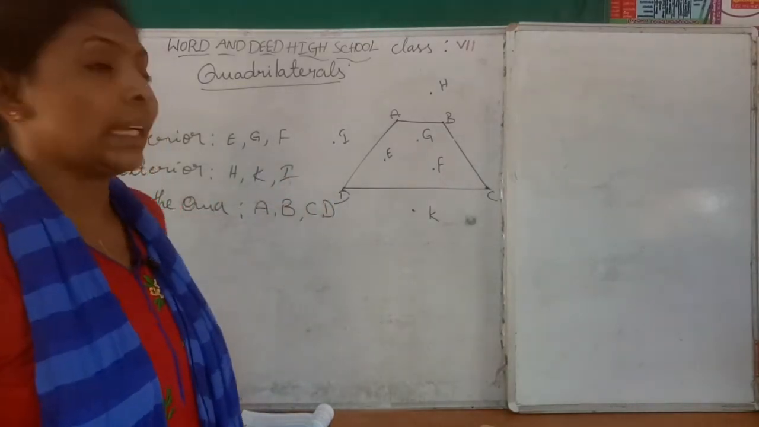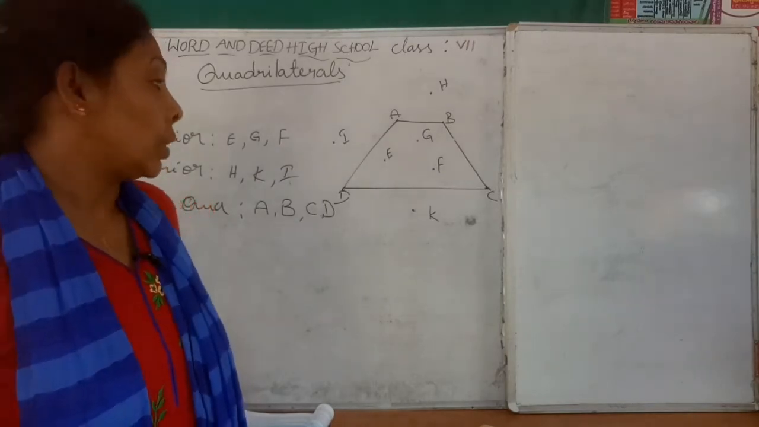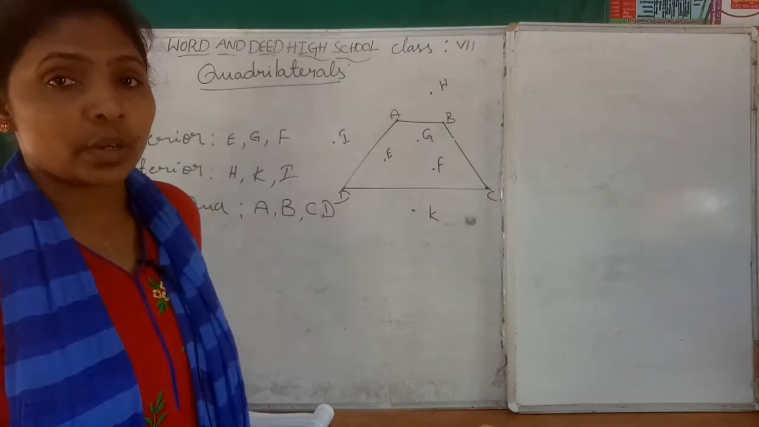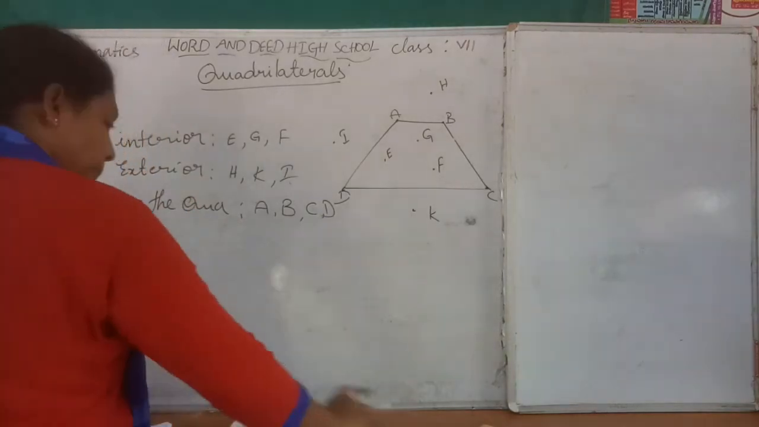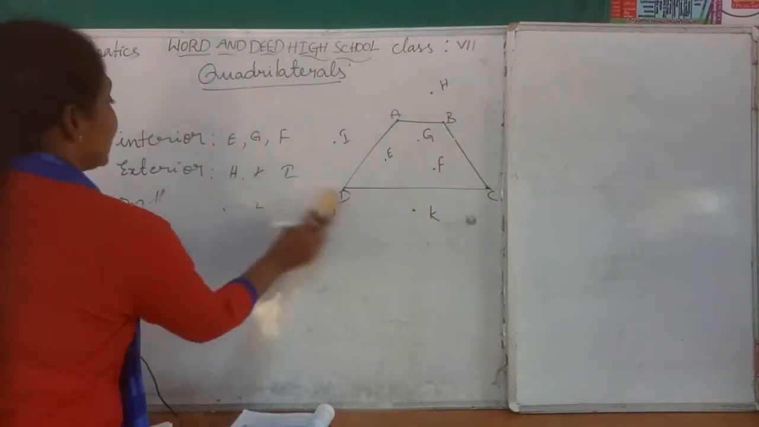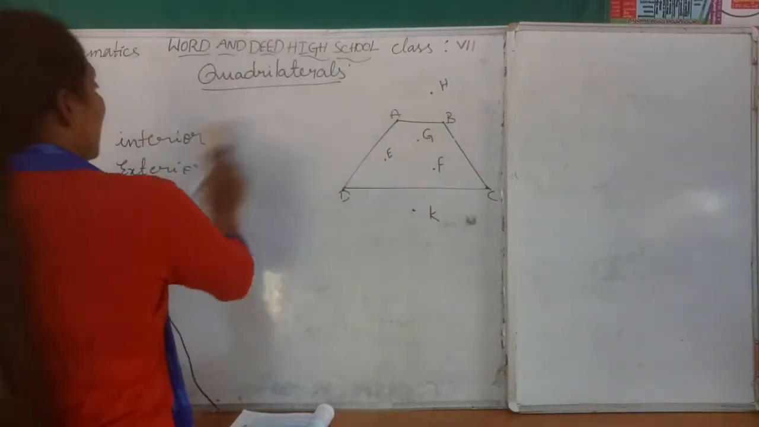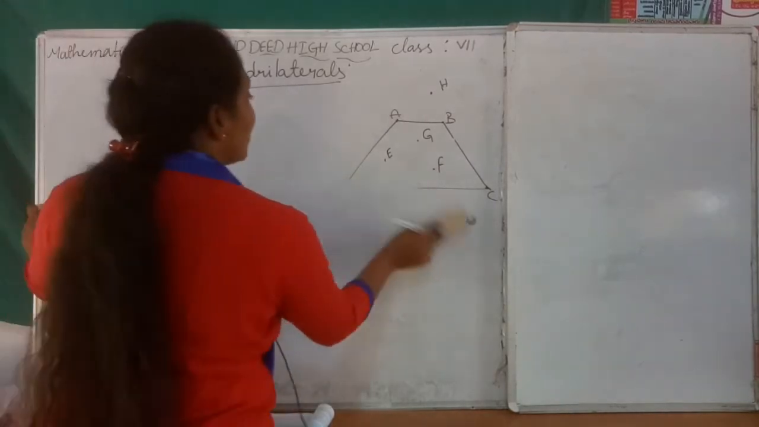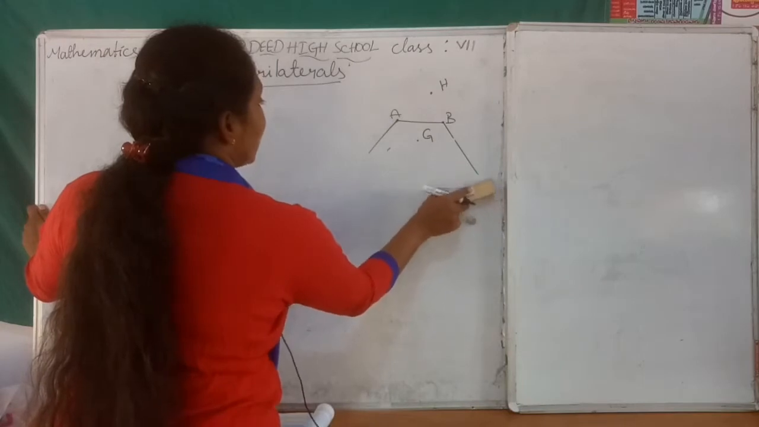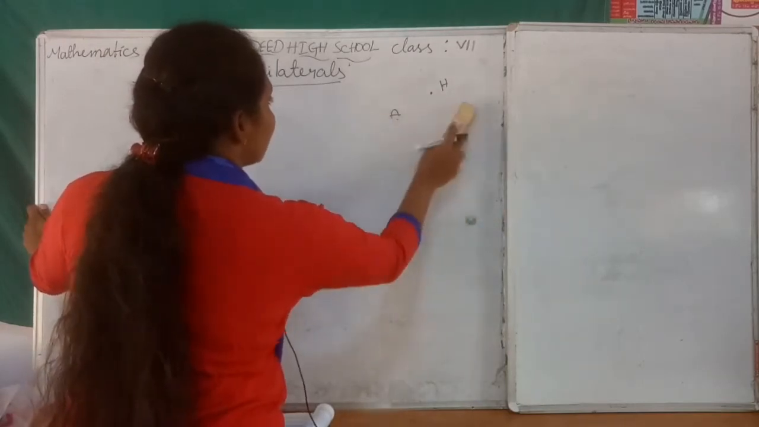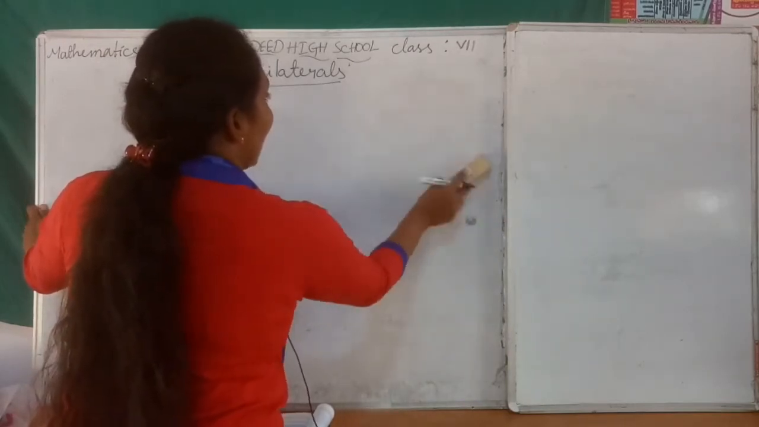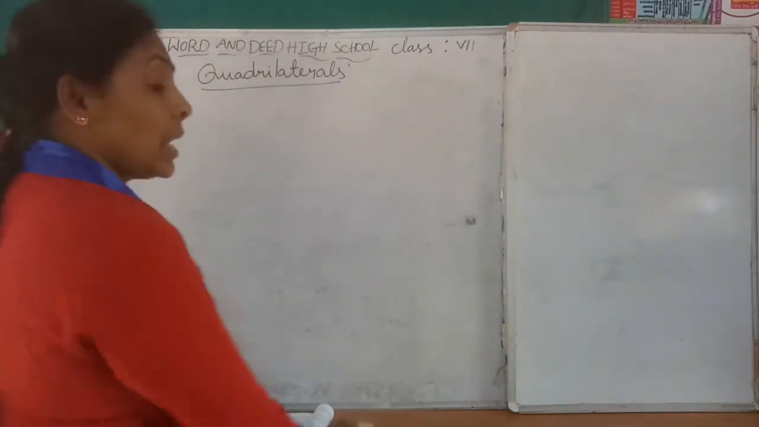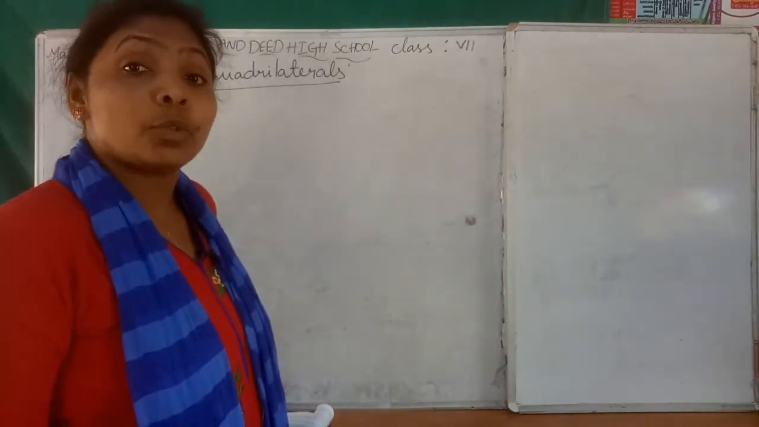Okay, children. So what are the interior? What are the exterior? What are the on the quadrilateral, also we have discussed. Next, children, we have angle sum property, where we discussed angle sum property in triangle. What is the sum of the angles in a triangle, children? 180 degrees. Okay, now angle sum property of quadrilateral.